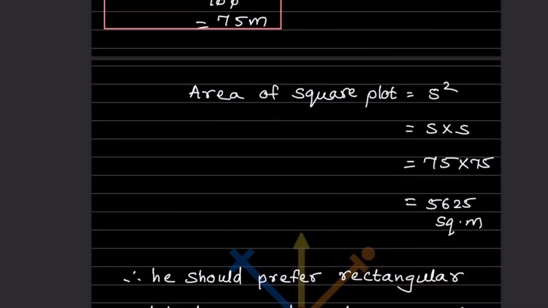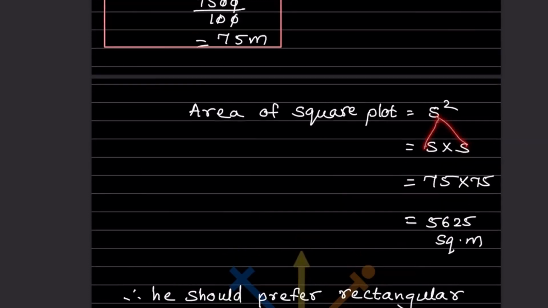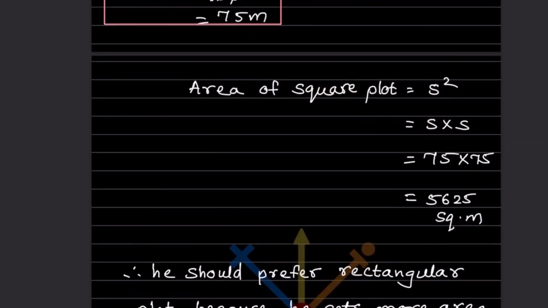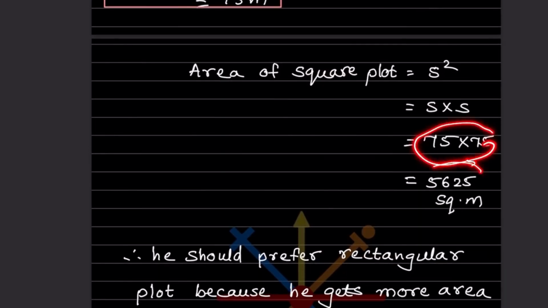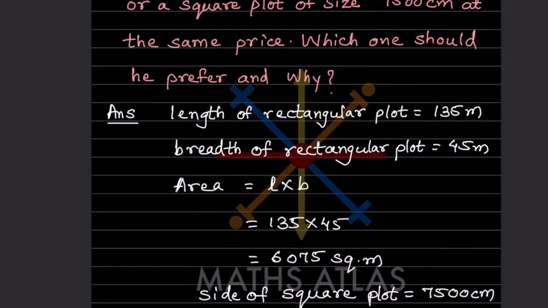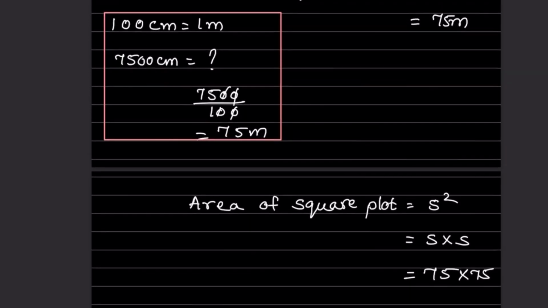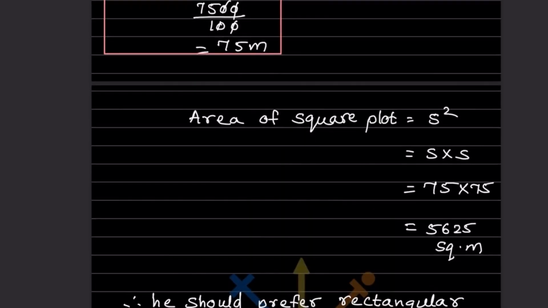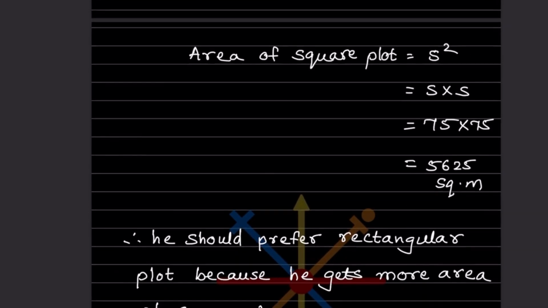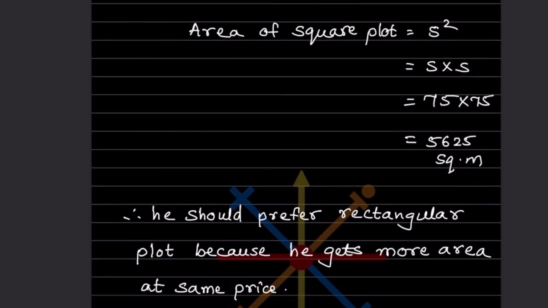So now look here. Area of the square plot, let us see. Side square means side into side, and here we got the side as 75. When you multiply this, you get 5625 square meter. Now see here, we got the area of the square plot, and here you got the area of the rectangular plot. How much is that? That is 6075, and this is 5625. So at the same price, when we get more area, which one are you going to prefer? Definitely we are going to prefer the rectangular plot, isn't it?